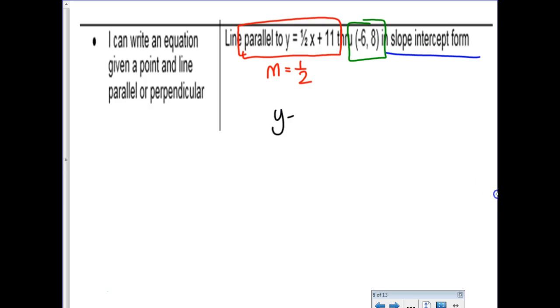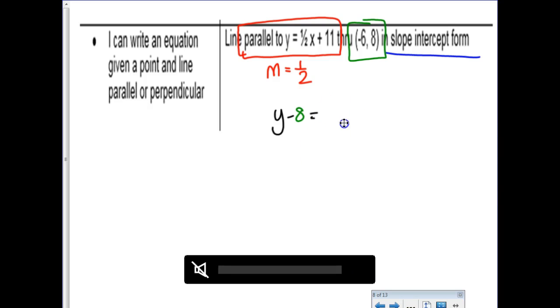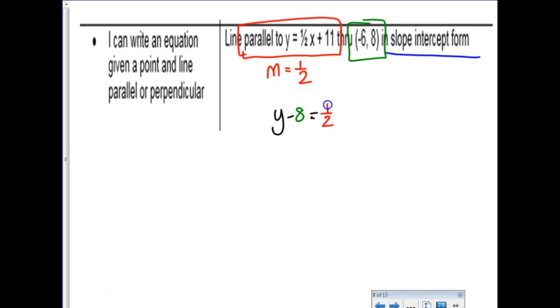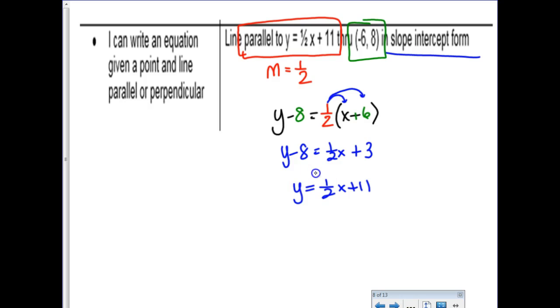So y minus the y-coordinate would be y minus 8 equals m, so slope, which is 1/2, and then x minus the x-coordinate. So minus a -6 will do one of these things. And then, unfortunately, we're not quite done because I do want slope-intercept form. So let's distribute the 1/2. So we have y minus 8 equals 1/2 x plus 3. And then final step, add the 8 to both sides. So y equals 1/2 x plus 11. Very good. A little perseverance on our part. Can't quit till we get to the end of that.